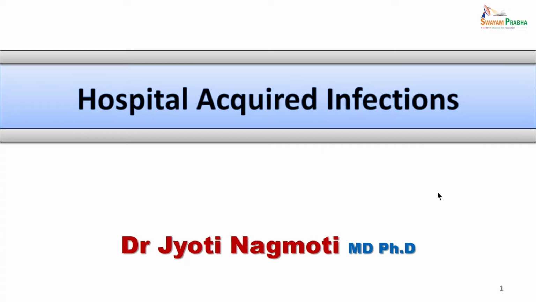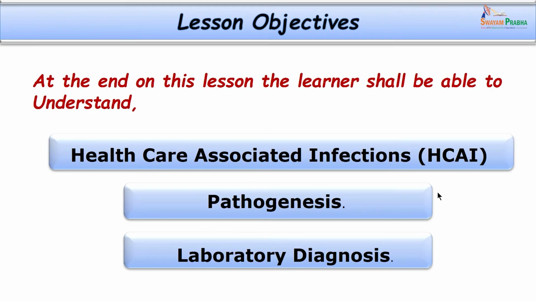Hello friends, in today's class we are going to learn about an important group of infections which occur in healthcare settings, that is the hospital acquired infections. This takes us to the lesson objective. We are going to learn at the end of this lesson what are healthcare associated infections, why are they important, what is their pathogenesis and how do we go for their laboratory diagnosis.